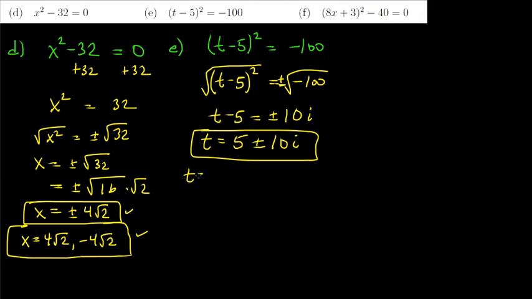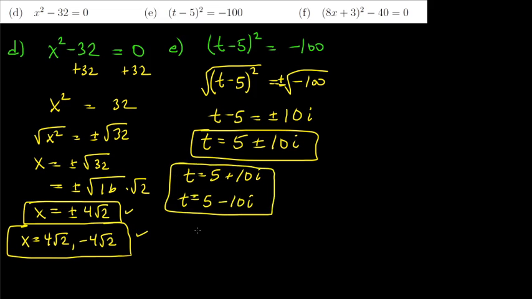Splitting them up, you have t is 5 plus 10i, or 5 minus 10i. So you could write them separately. Just remember, it's not 15, it's not 15i. You can do 5i plus 10i, that would be 15i. But 5 plus 10i is just 5 plus 10i. You cannot simplify that any further. I mean, you could factor out a 5, but there's no point in doing that here.